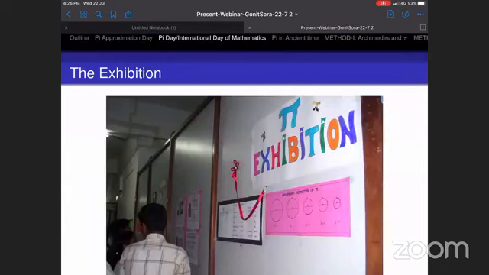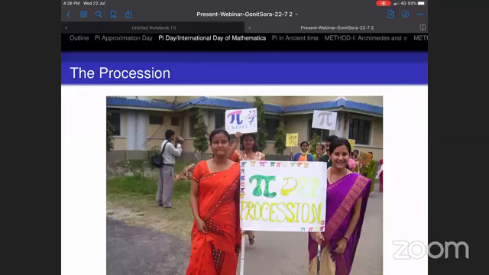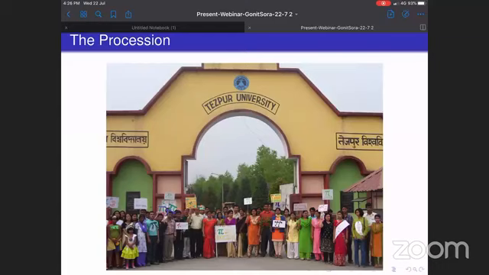Okay. And we had some exhibition in the department. These are all formulas of Pi that were written on the wall and displayed. And we had a Pi Day procession. The students took out a procession, carrying different Pi symbols. And this is the old university gate, so we assembled there. This is a picture.